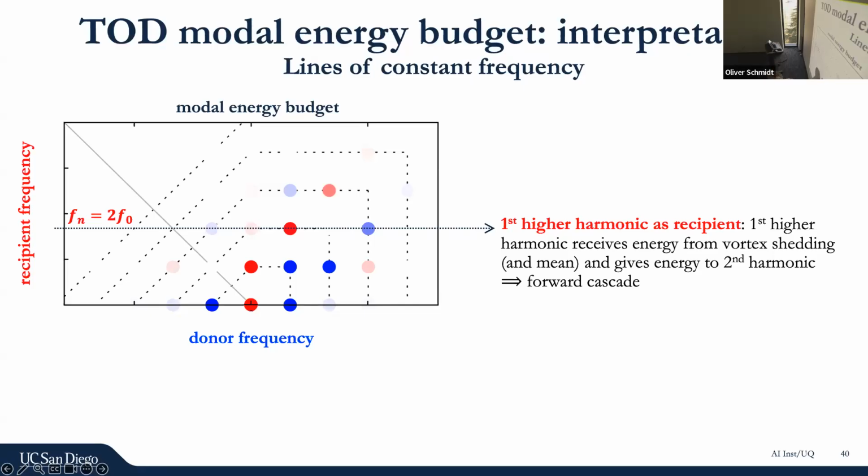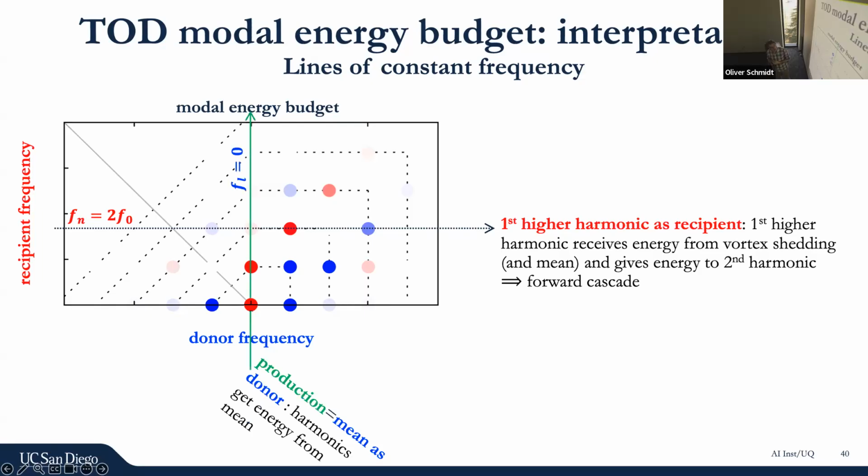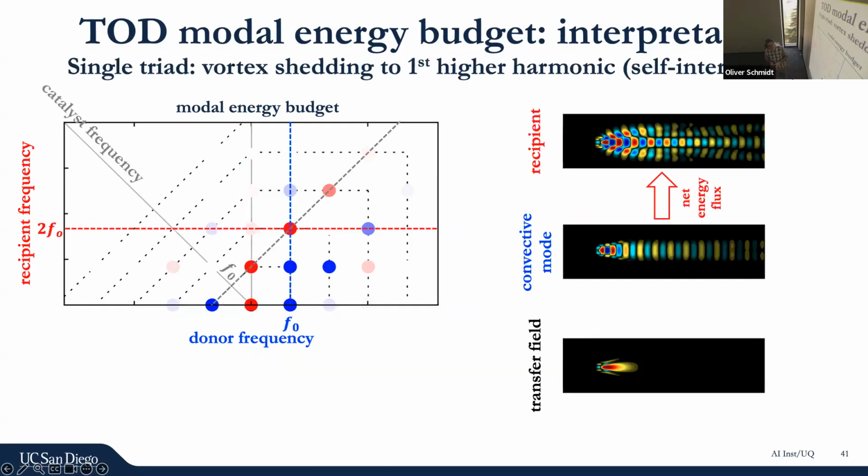And what we can see here, so that's classical forward cascade. And the first higher harmonic gives energy to the second higher harmonic, right? Classical forward energy cascade stuff. On this line, we can interpret the production as mean as the donor. What does this mean? It's red, all red. The harmonics get energy from the mean. Along this axis, we can interpret it the other way around, mean as the recipient, but they're all blue, or this one is blue. These ones are faint blue, you can't even see them. This means the same thing, just the other way around. That the mean gives energy to the harmonics.